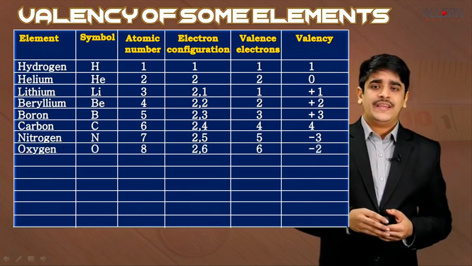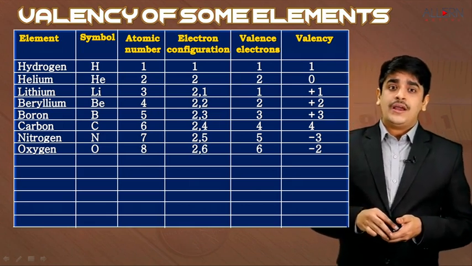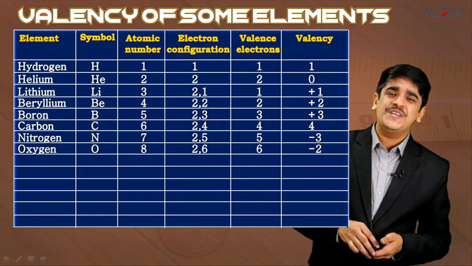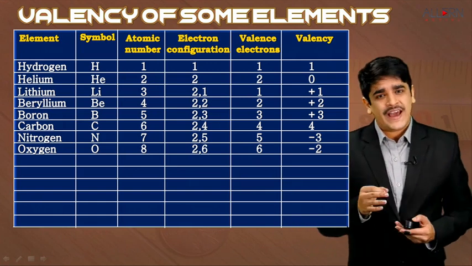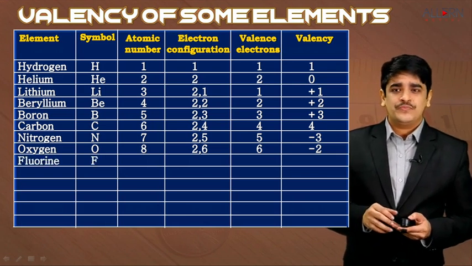Oxygen, atomic number 8, configuration 2, 6, desired configuration 2, 8. Whose configuration is that? Neon. Gains 2 valence electrons, has a configuration of 2, 8 then, and has a valency of -2.